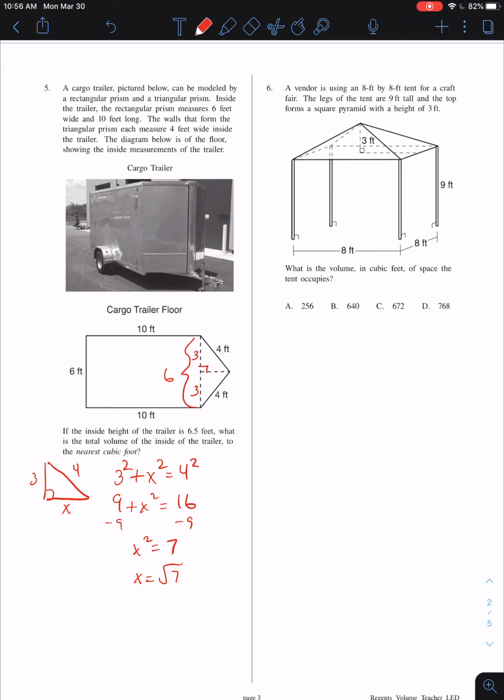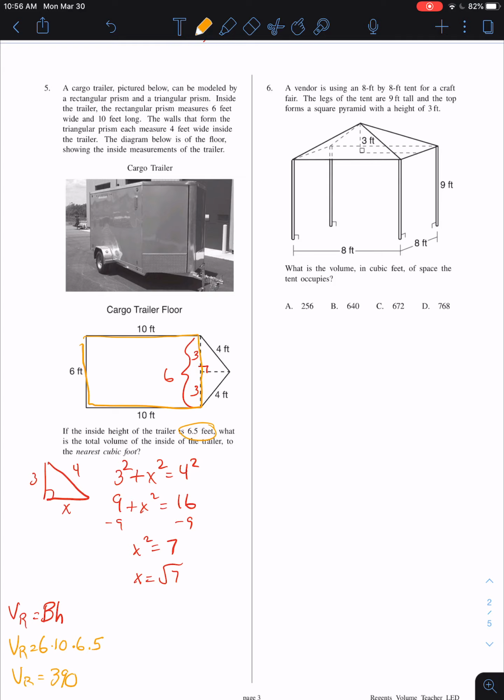Okay, so let's start with the volume of the rectangular prism. The volume for any prism is B times H, where B is the area of the base. Our base here for this rectangular prism is going to be this rectangle that I'm highlighting here in orange, so 6 foot by 10 foot. So our volume here is going to be 6 times 10 times that height of 6.5. We'll multiply all that together to find the volume of the rectangular prism, and that's 390.